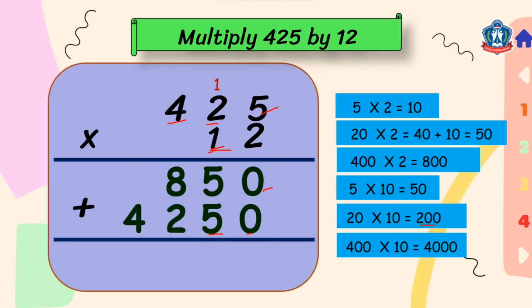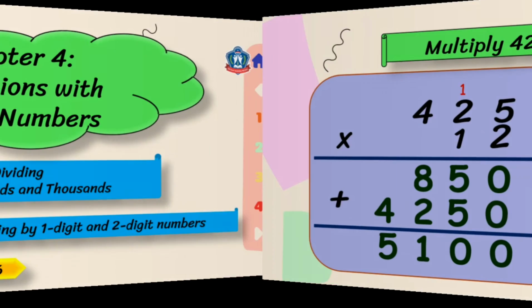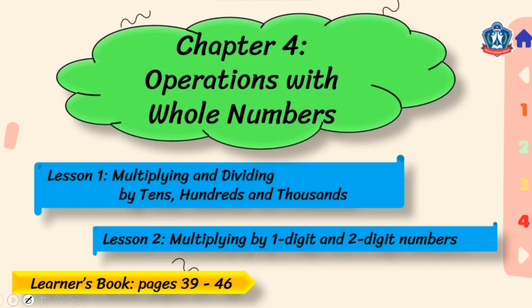So we have 0 plus 0, that is 0. Next, 5 plus 5 is 10, so 0, and we rename 1 here. Then 1 plus 8, 9 plus 2 is 11, so we have 1, and we rename 1 here, and it gives us 5. So the answer then is 5,100. So that's all for lesson 1 and lesson 2 for chapter 4, operations with whole numbers.